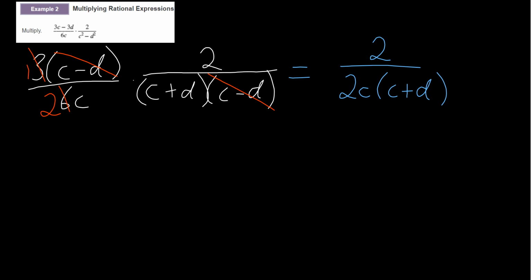Okay, we're not done though, because we see that the 2s can cancel, right? And then again, this turns into a 1. And so we will have a 1 over c times c plus d.